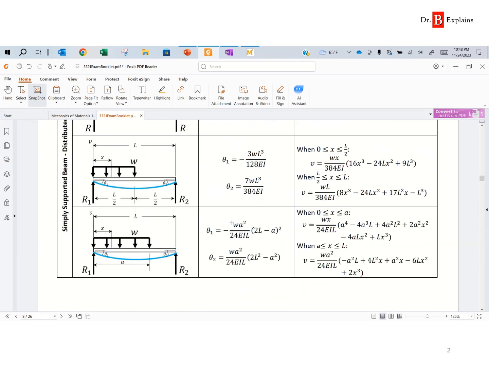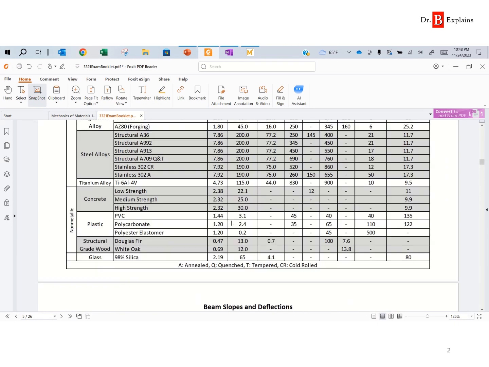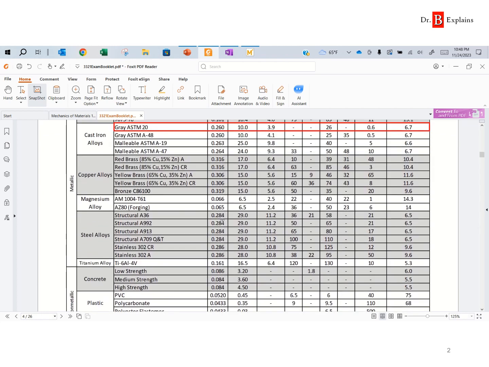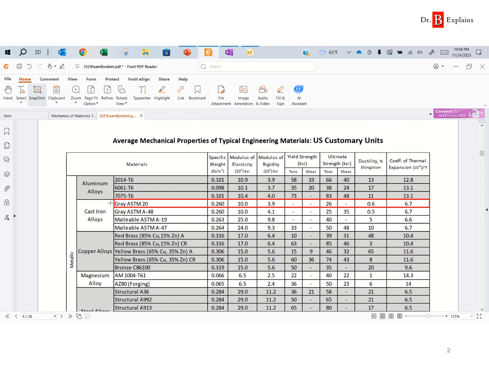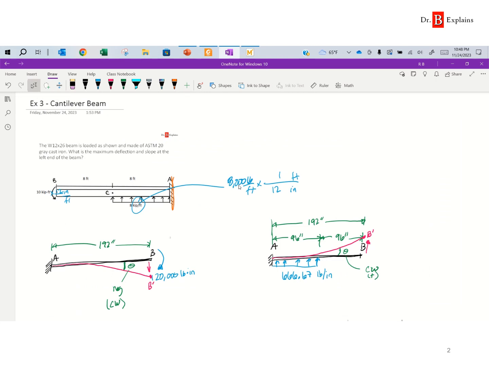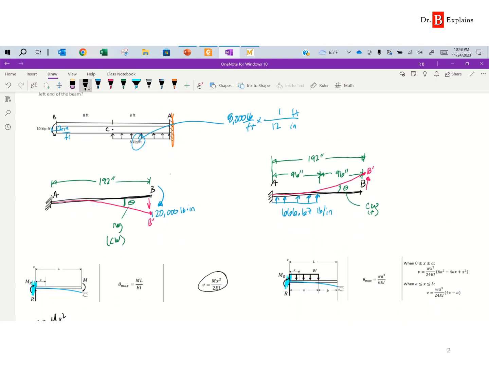Here we go. I'm going to scroll up. There we go. This table shows the material properties. We want it in units of inches. Here I highlighted the ASTM 20, the gray cast iron. It tells us that the modulus of elasticity is 10 times 10 to the 3 ksi. We can write this number down here in the middle because I'll need it for both: E as 10 times 10 to the 6 psi, or pounds per square inch.